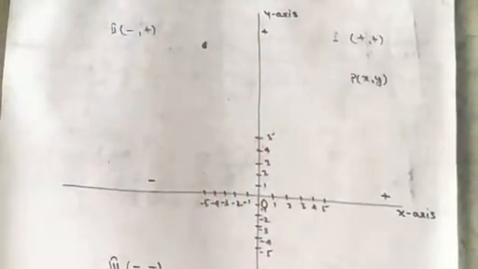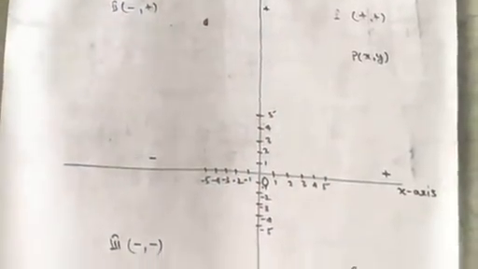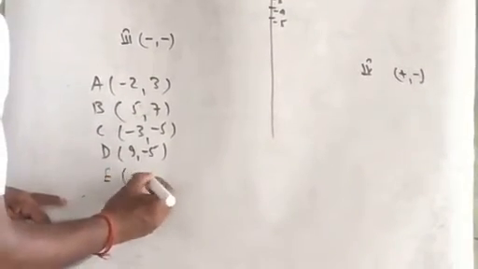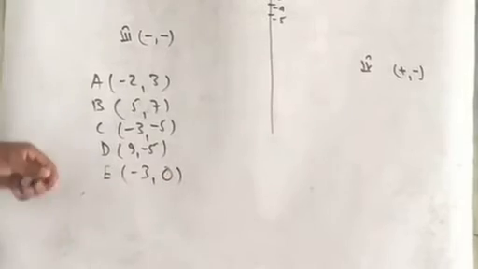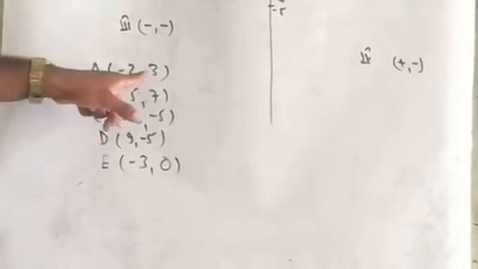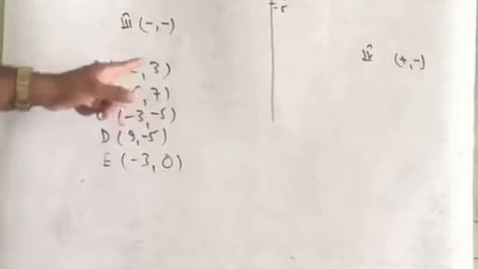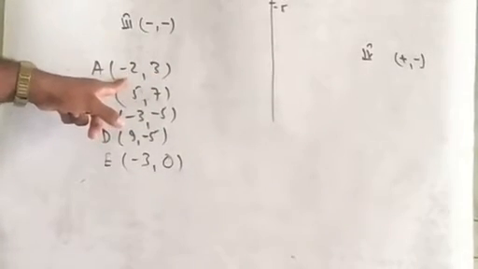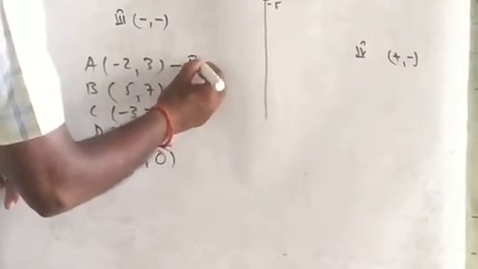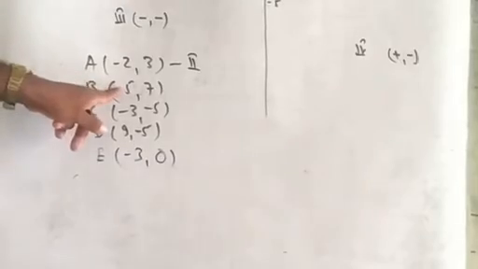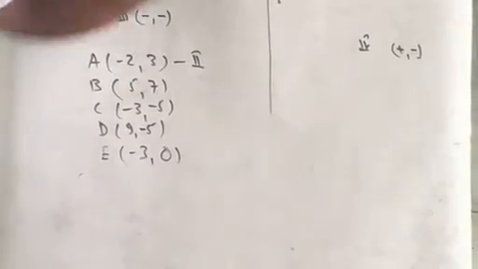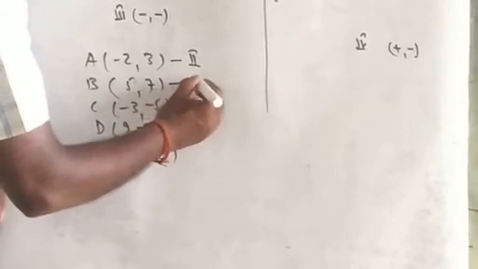The first type of question I will discuss here. Four examples are taken here. One more I will take, E also. Minus 3 comma 0. You see here, first A, its abscissa value is minus 2 and ordinate value is 3. Then for this point, the abscissa value is negative and the ordinate is positive, which means this point lies in the second quadrant. You see this one, abscissa value and ordinate value both are positive, and this is possible in the first quadrant. Then this point lies in the first quadrant.